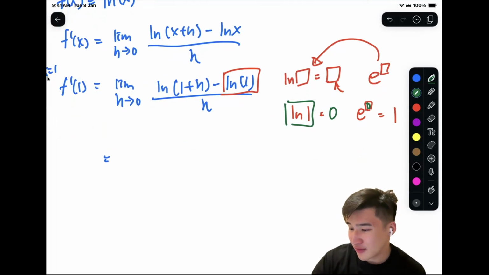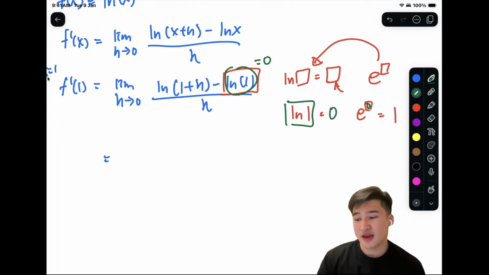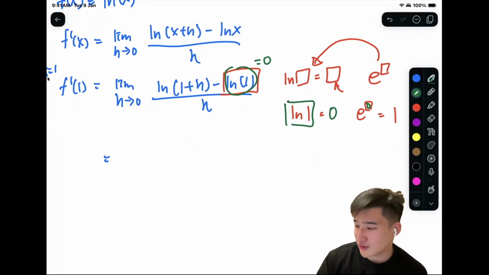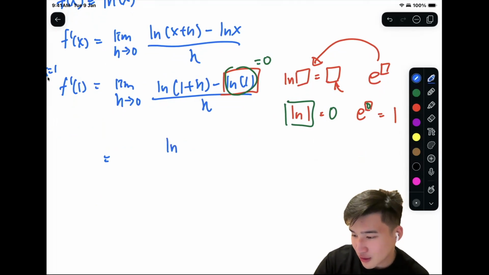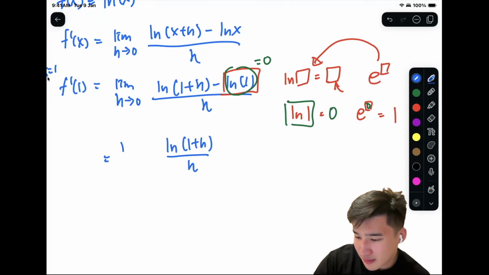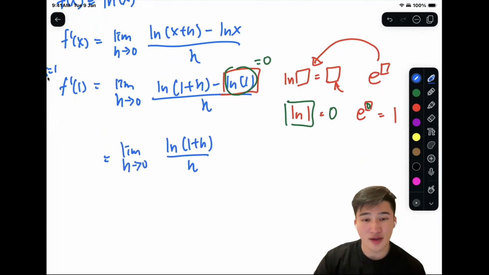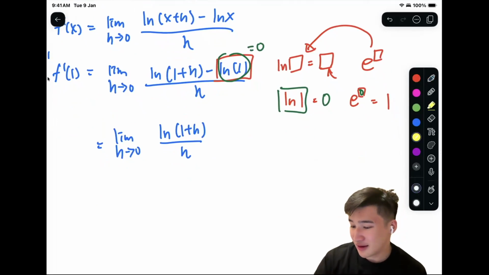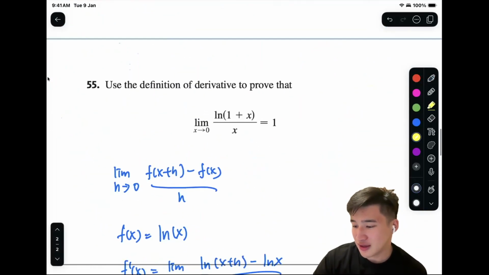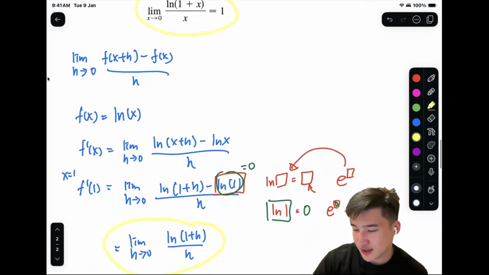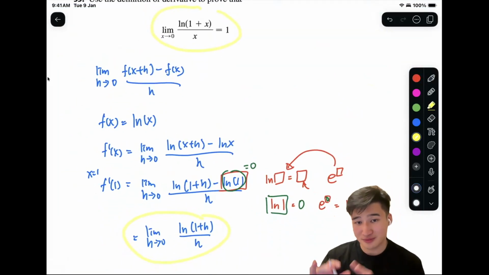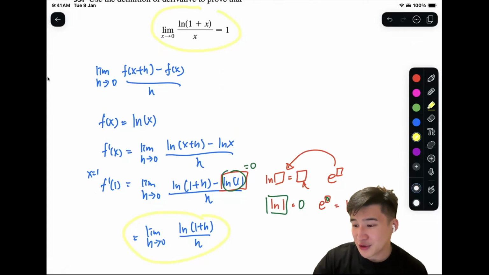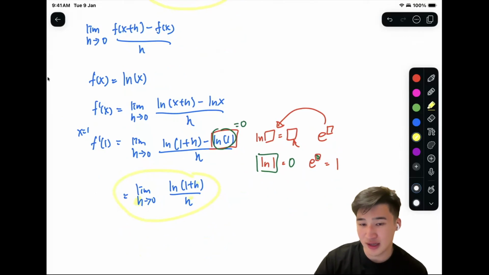And so what we know here is that this entire thing is going to equal 0. And minus 0, we don't really need to put anything there. So what we're going to get eventually is the limit as h approaches 0 of natural log of (1 plus h) divided by h. Having this equation is not enough, because if we look at the question, it looks a little bit different, right? We have the same structure, but as you can see here, it has x and x, but here we use h and h. So the question is, how do we solve this?